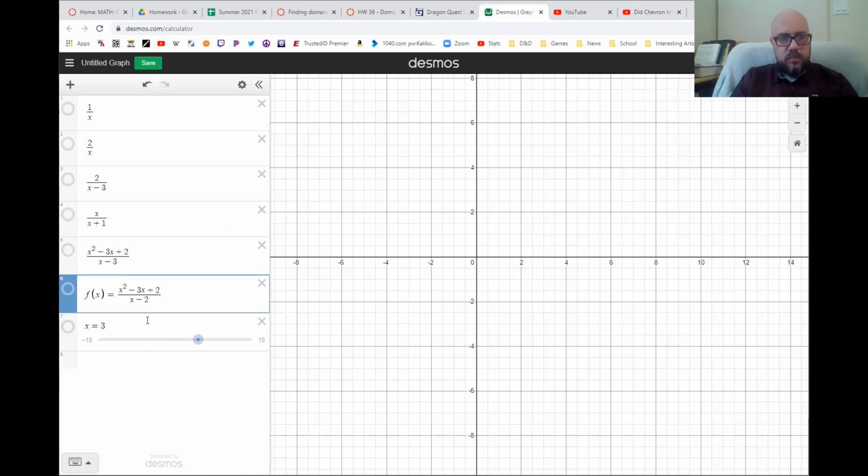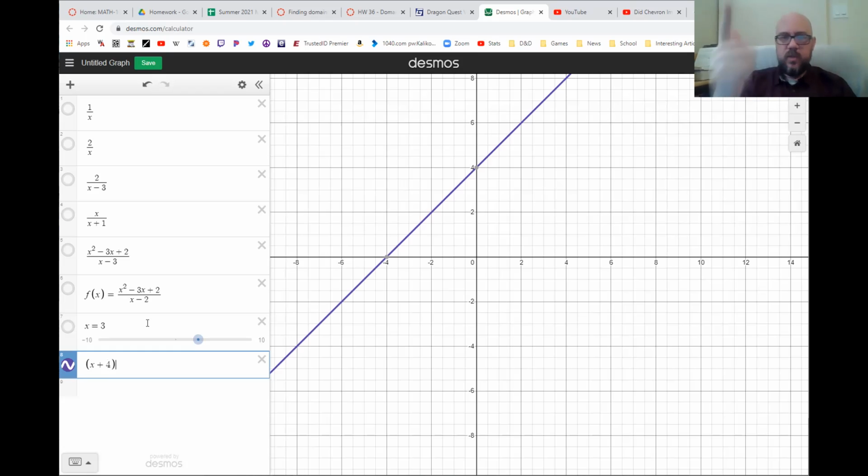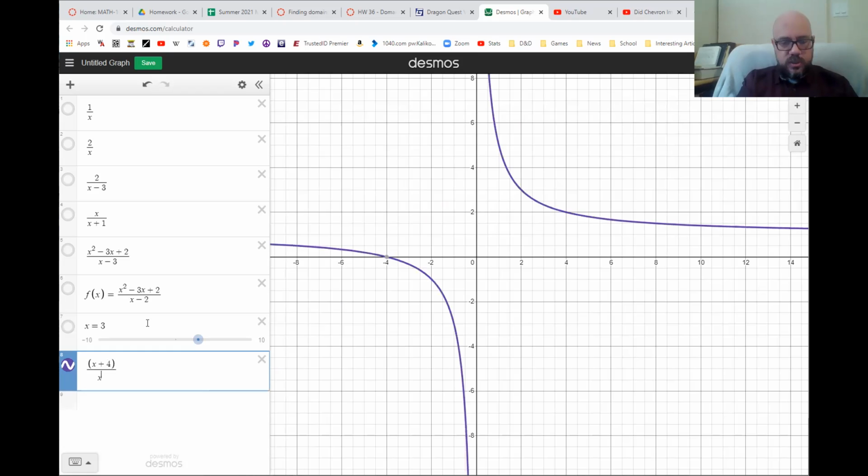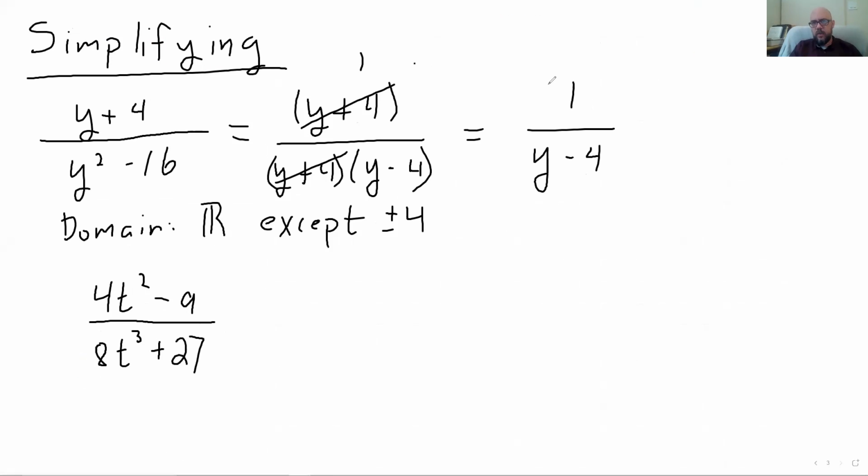Let's say we've got x plus 4, x plus 4. If I say y, Desmos is going to think I mean the y-axis, over x squared minus 16. Right, that's what we have. And that one looks pretty much like you'd expect, right? It looks like 1 over x, but it's been shifted 4 to the right, because when we simplified, we had this, right? So it ended up looking like this because we canceled. So this looks pretty much the same as you'd expect, right? It's 1 over x except moved 4 to the right.